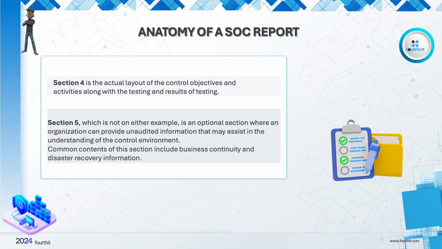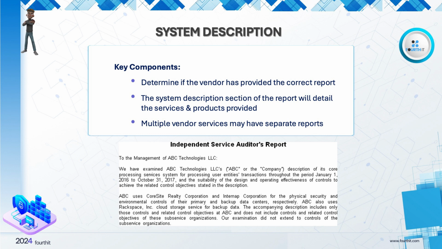Now, the system description. The key purpose of the system description here is to determine if the vendor has provided the correct reports. The system description section of the report will detail the services and the products being provided. Multiple vendor services may have separate reports. So this section describes what the organization is about, and that is where you can see the example over here of what the key components are.